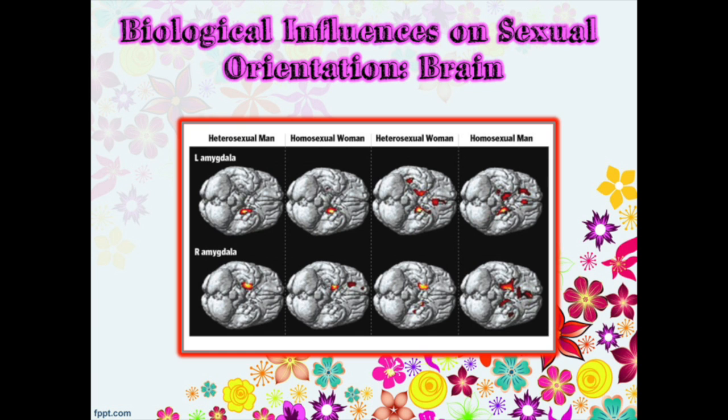One study found the degree of symmetry between the left hemisphere and the right hemisphere of the brain is different in heterosexuals versus homosexuals. It also found that gay men and straight women have similar brains, and lesbians have brains similar to straight men, as you can see illustrated here on the slide. Alright, so let's watch this video clip on the biological influences on sexual orientation.